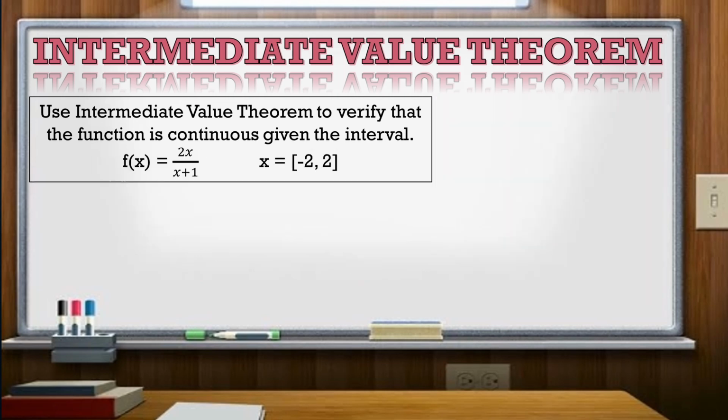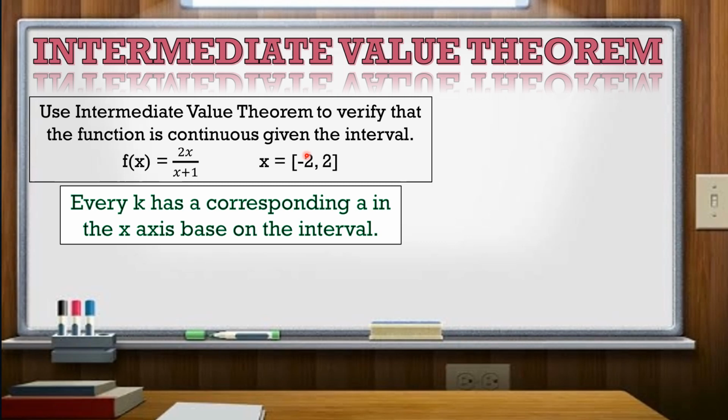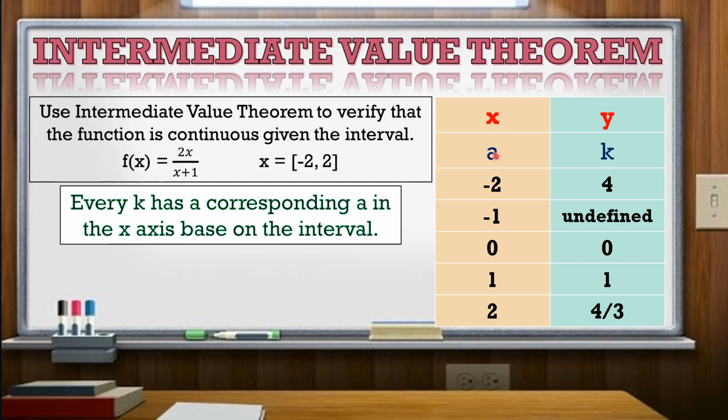another example. We have your function, rational. Ito naman yung interval natin, -2 and 2. Again, every k has a corresponding a in the x-axis based on the interval. My table of values. So, since our interval is at -2, 2, so yung mga possible values ng x natin is -2, -1, 0, 1, 2.